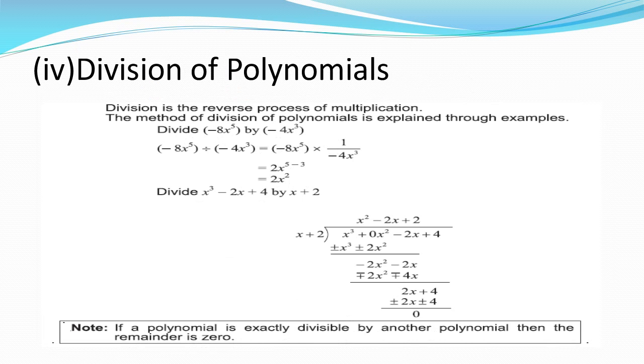Minus minus will cancel, and 4 ones are 4, 4 twos are 8, 2x to the power 5 minus 3. Here we write minus 3 because x cube is in the division. So the answer is 2x square. Next, divide x cube minus 2x plus 4 by x plus 2.